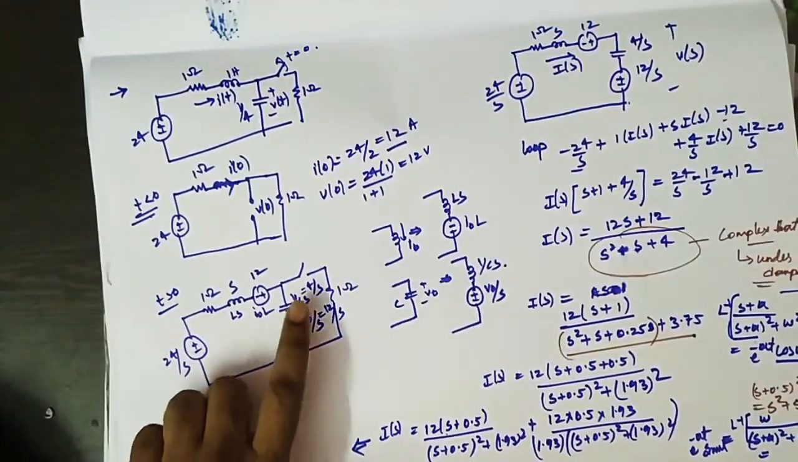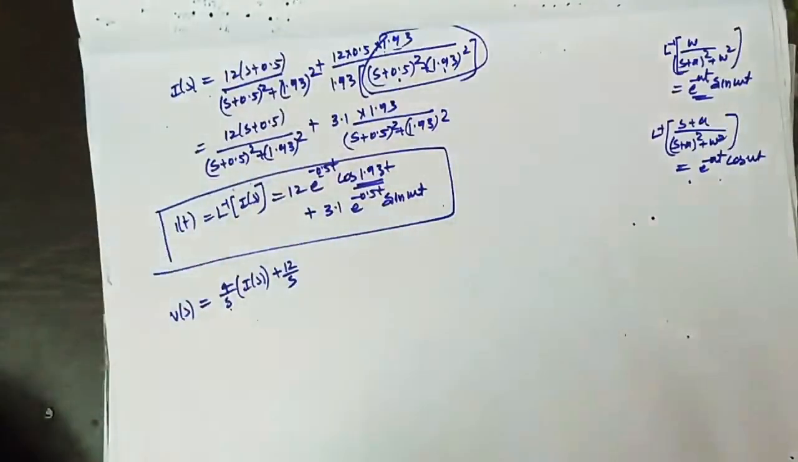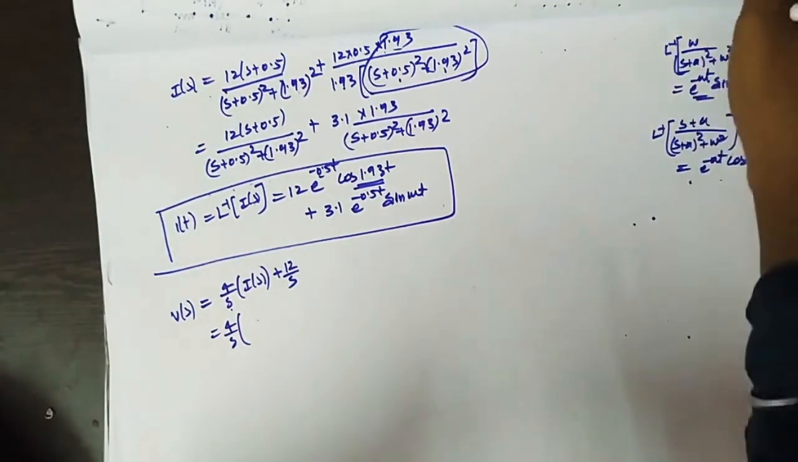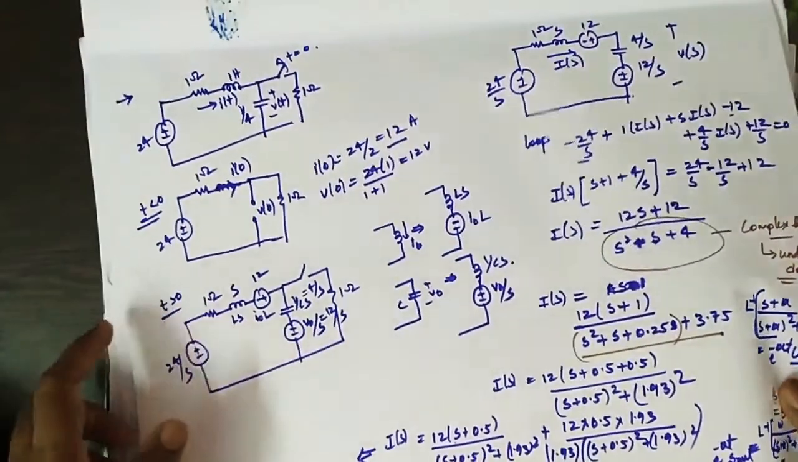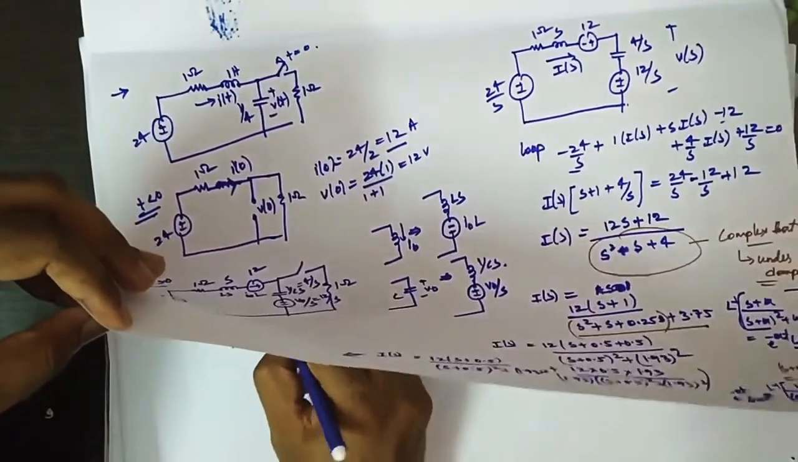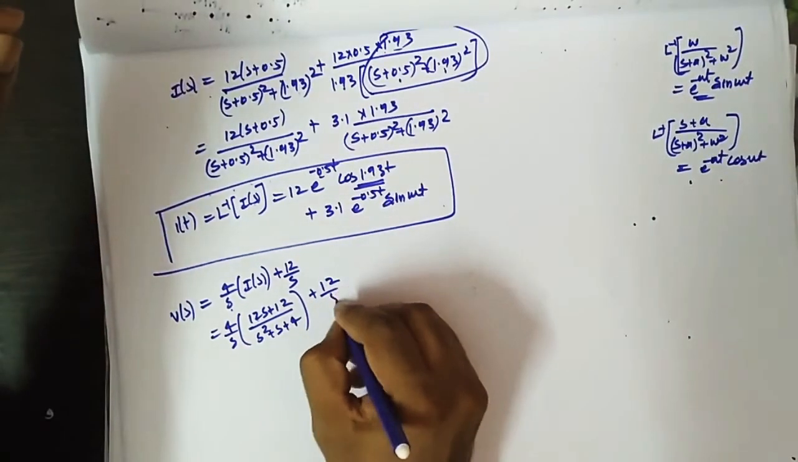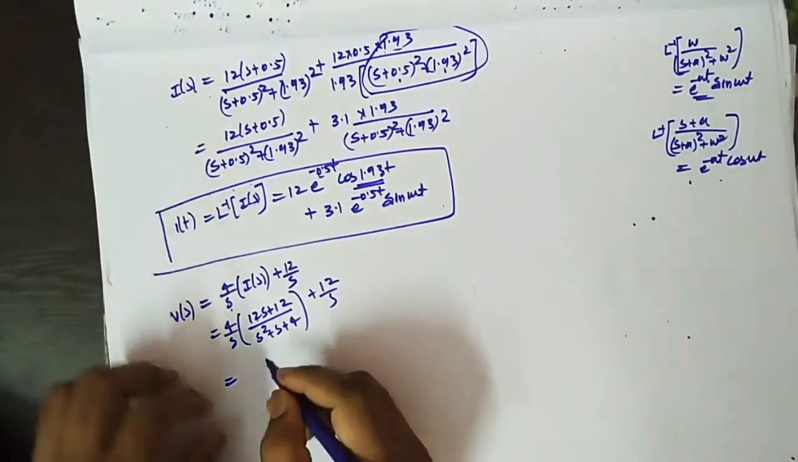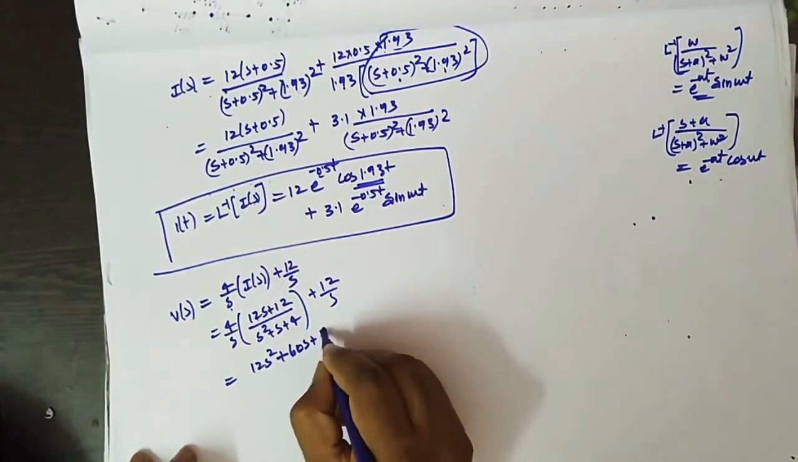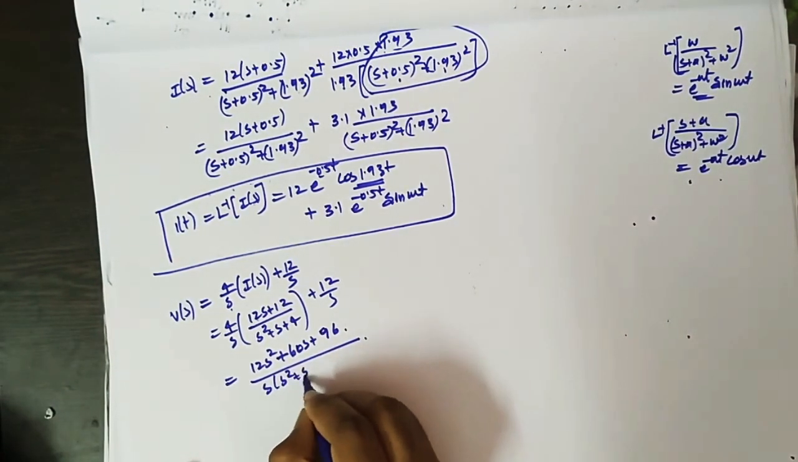So 4 by s into I of s, 4 by s into I of s plus 12 by s. So I of s we have already as V of s into... in place of I of s we use this term, that is 12s plus 12 by s square plus s plus 4 plus 12 by s. So rearranging this equation you will be getting 12s square plus 60s plus, so all the math you need to do, s square plus s into s square plus s plus 4.